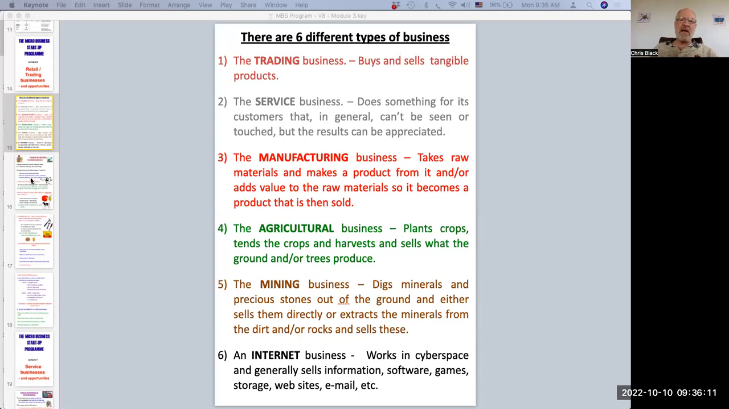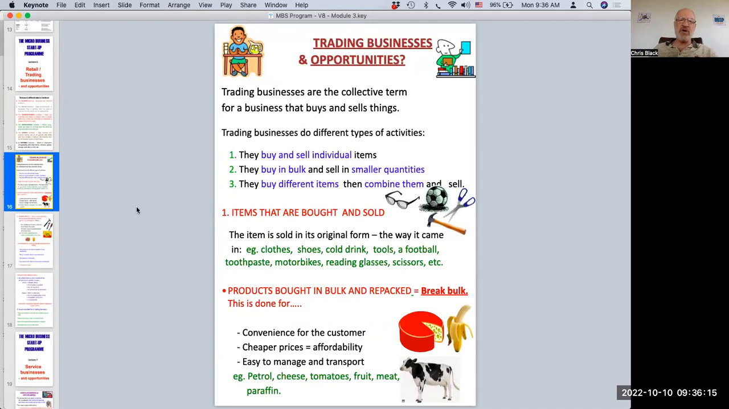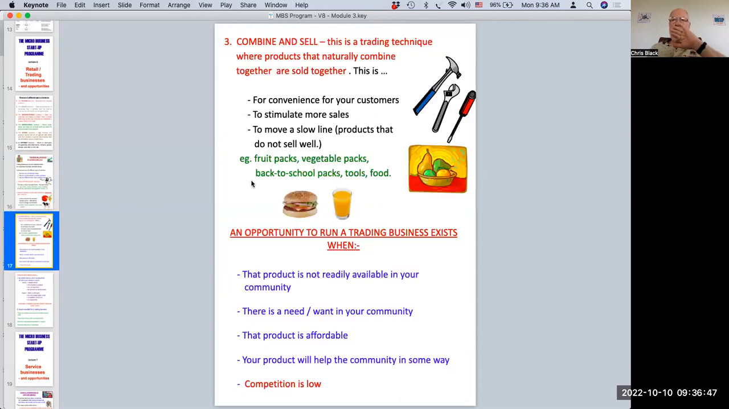Then when we looked at the retail business, we saw that there were 3 different ways that you could do it. Selling items that you bought, so you buy it in and you sell it just as it came in. Then break bulk was when you buy things in bulk, you break it down and sell it in smaller portions. It's like cheese or meat, where you cut up the carcass and you sell it per kilogram, and so it's convenient and cheaper and easier to transport. And then we had combine and sell, which is selling products that fit together, such as the hamburger, the juice, and the French fries, or the slap chips, or whatever you like to call them. And you sell them as a combo, and that generates more sales and is convenient for your customer and helps move products that move rather slowly.